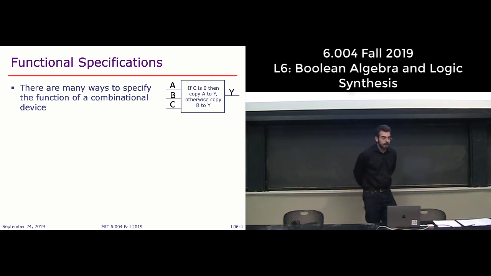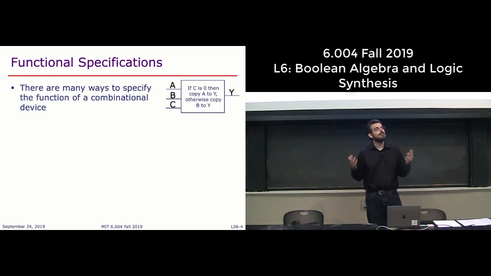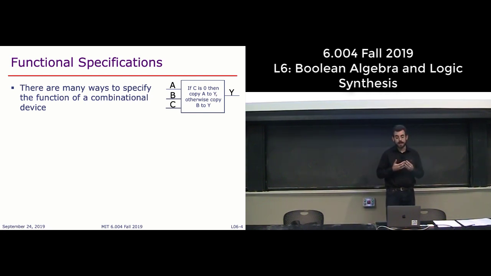The key focus of today's lecture is functional specifications. I mentioned that the output is a function of the inputs. Well, how do we describe that function? You can play word games, right? You can describe anything with words. For example, in this particular circuit, you see that there are 3 inputs and 1 output, and a description could say: if C is 0, then copy A to Y, otherwise copy B to Y.